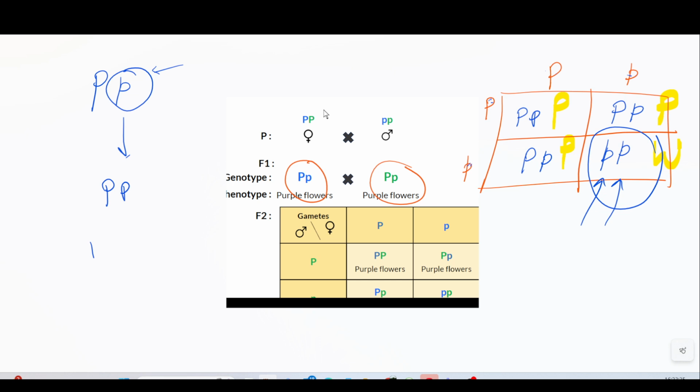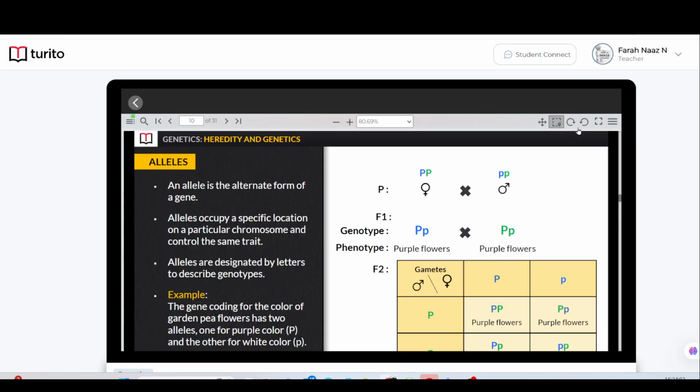We can see the effect of genes, but we can't see genes, right? Like color is controlled by genes, but we cannot directly see genes. To study the genes and their effect, we use this square, which is called a Punnett square. Did you get this cross? Okay, great.